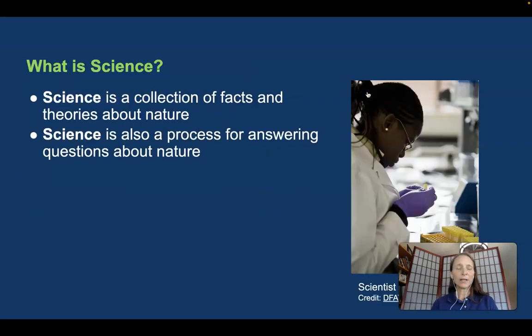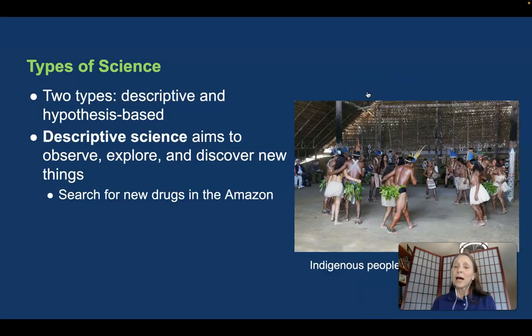So let's go ahead and get started. We're first going to talk about what is science. Science is a collection of facts and theories about nature. It's a process that we use to answer questions about nature and the natural world around us. This is a systematic process that we use to describe the natural world. There are two main types of science that are performed: descriptive-based science, and hypothesis-based science.